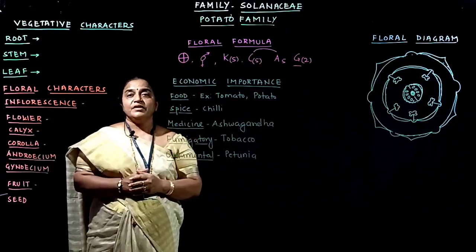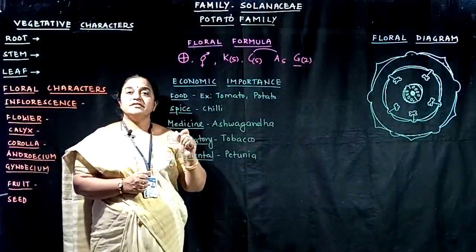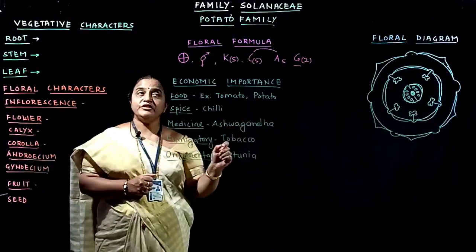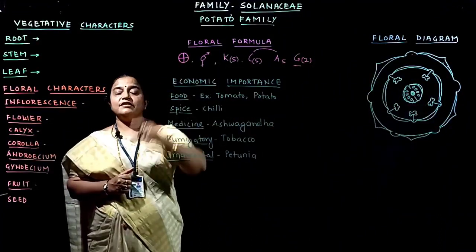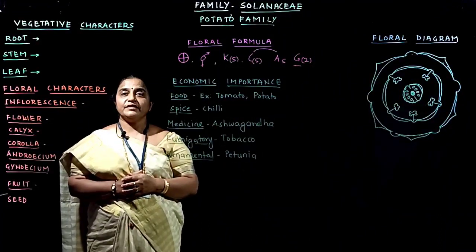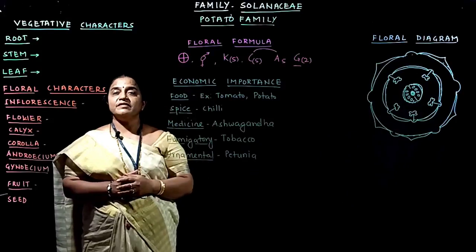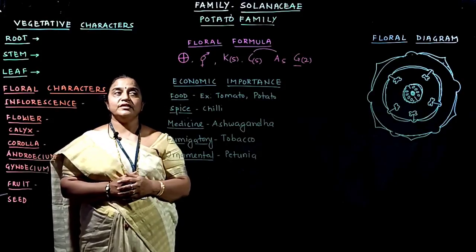Here it is written. The scientific representation of floral features we call the floral formula. This symbol represents that the flower is actinomorphic. This symbol represents that the flower is bisexual.